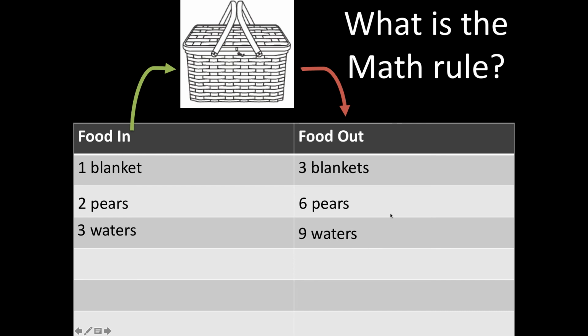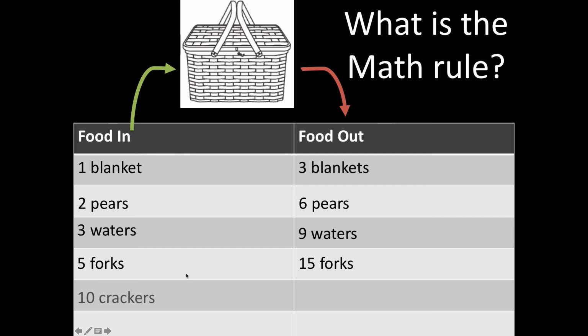Have you been thinking about the rule? What do you think the rule might be? We have 5 forks go in. And 15 forks come out when we get to the park.